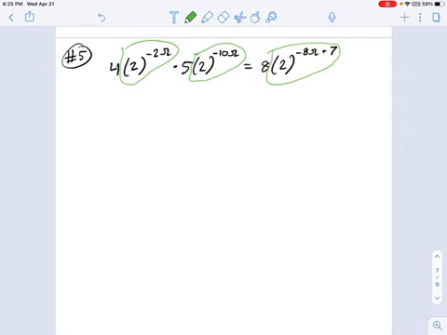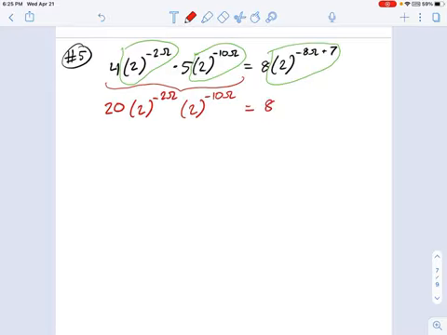Let's try it out. First, I'm going to multiply the 4 and the 5 together. That gets 20. Remember, this whole thing is one long string of multiples, so we can multiply them in any order we like. So I have 20, that's 4 times 5, and then I have 2 to the negative 2 omega times 2 to the negative 10 omega on the left. And on the right, we'll just leave this here for a moment: 8 times 2 to the negative 8 omega plus 7.